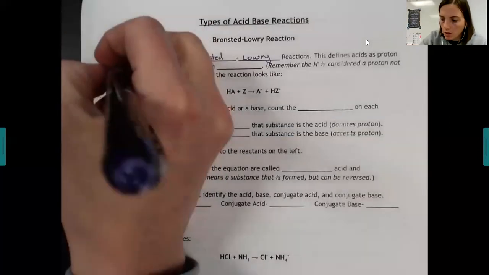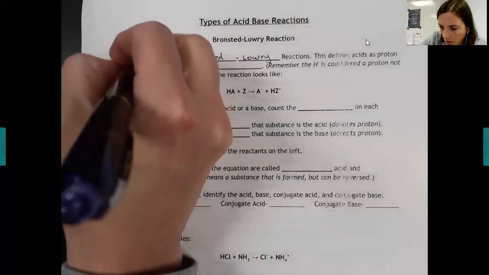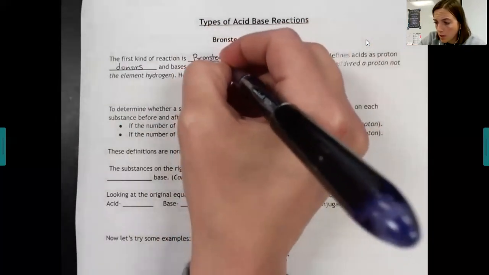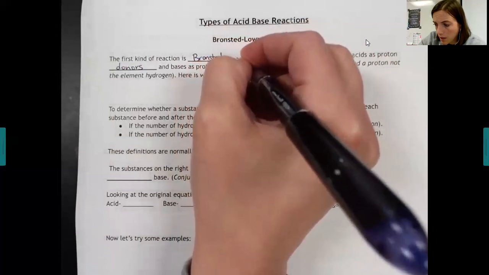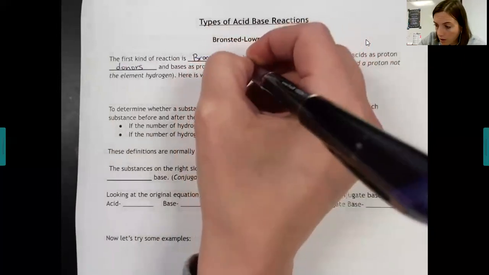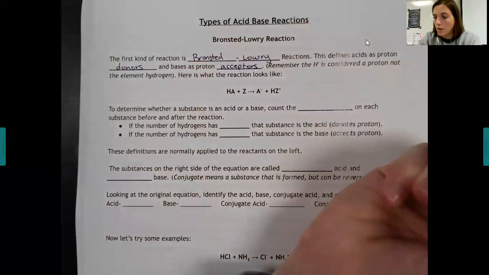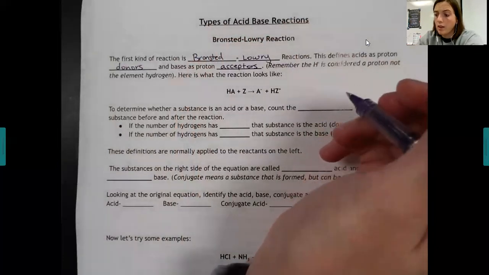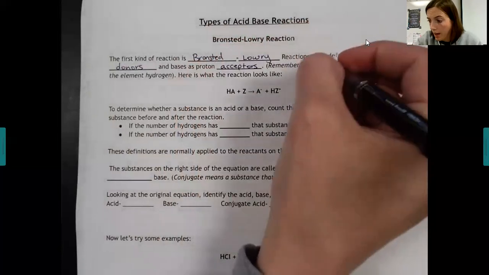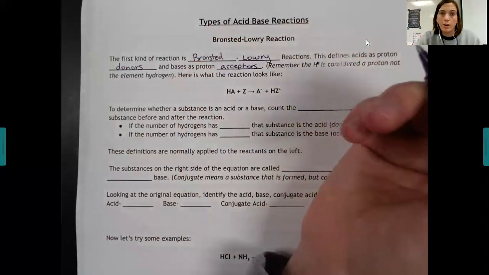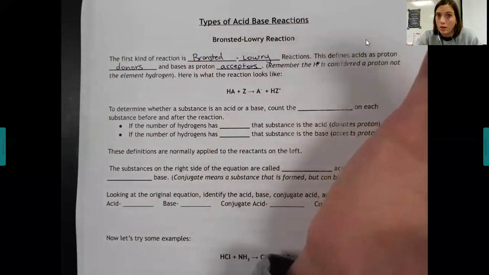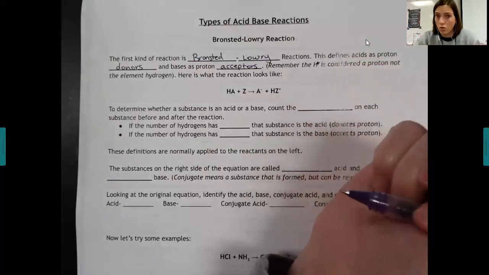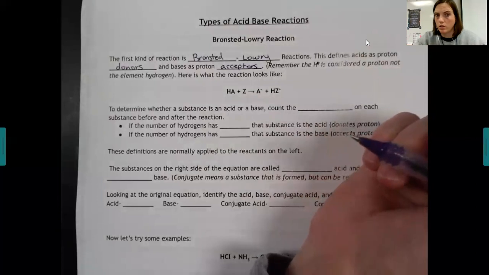But this first kind that we're talking about, Bronsted-Lowry, defines an acid as a proton donor and bases as proton acceptors. Remember that H is considered a proton, not the element hydrogen, whenever you see the H plus sign. Hydrogen only has one proton and one electron, and if it has a plus sign, that means it lost the electron. So it's a floating proton, essentially.